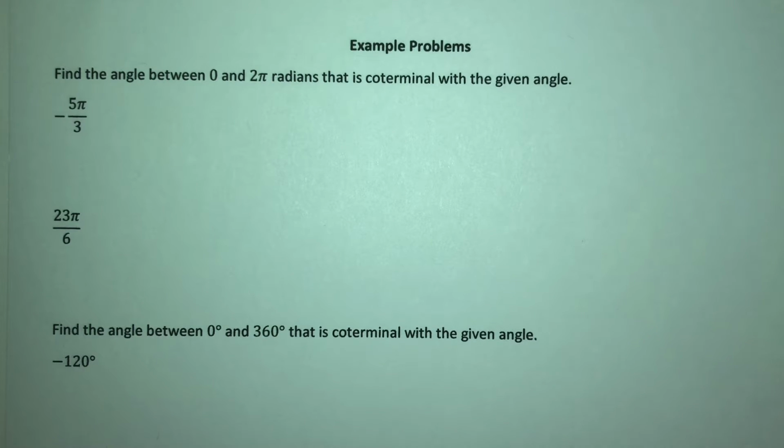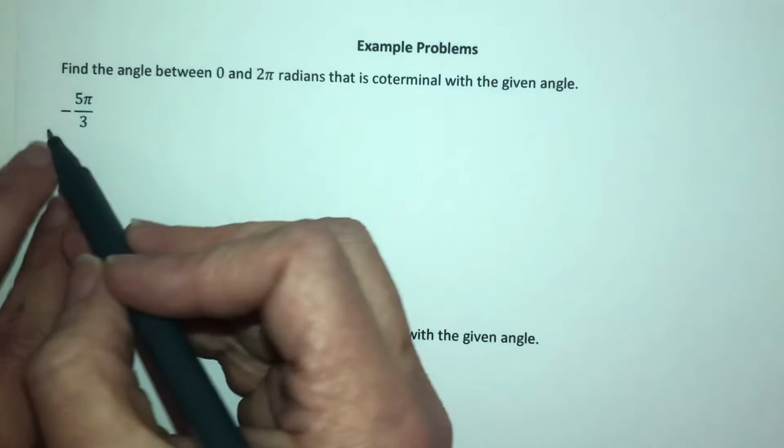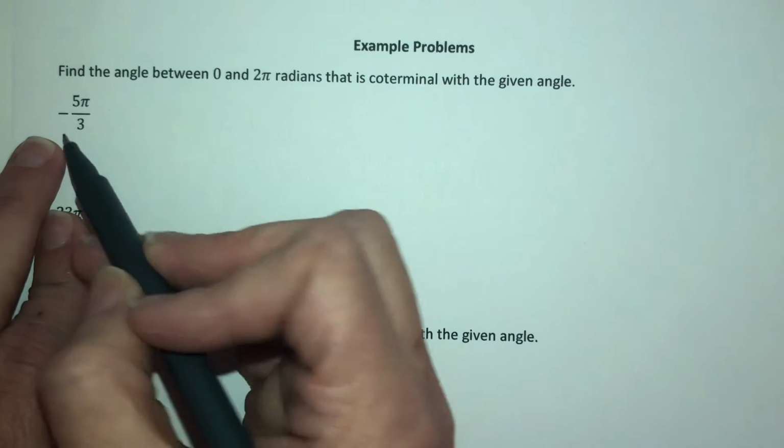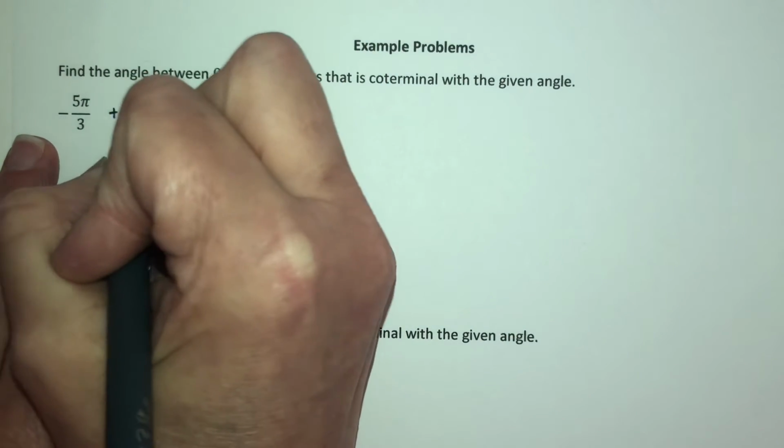In a sense, it's like reducing a fraction to lowest terms. It's just a standardized way of writing the angle so that we can easily compare values, okay? Now, what we said that we can do is we can add 2 pi every time. So since this is a negative angle, I'm going to add 2 pi.